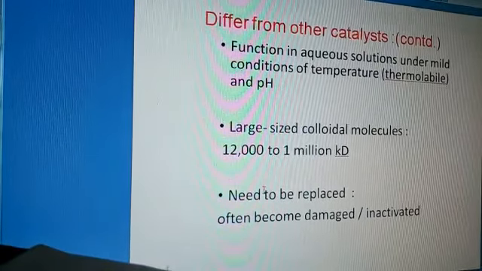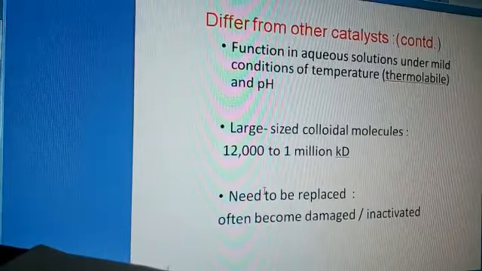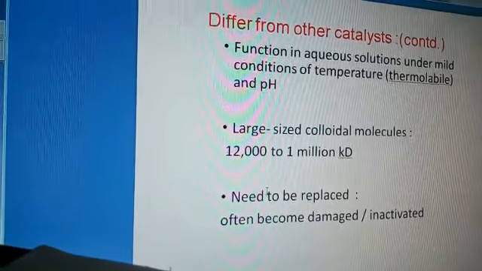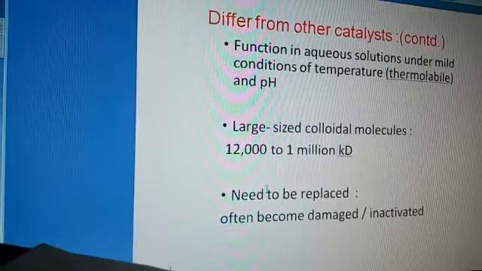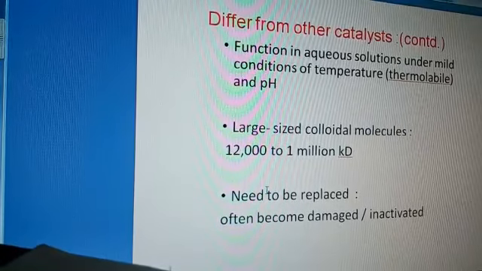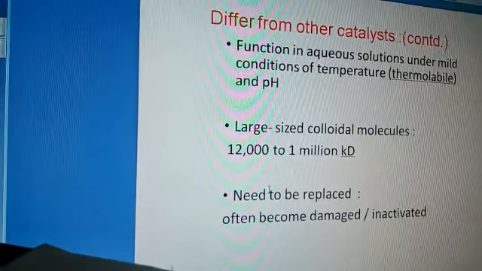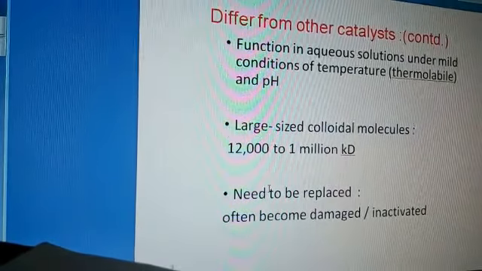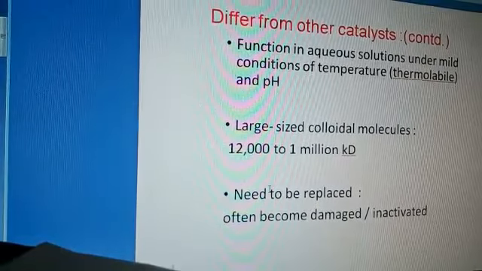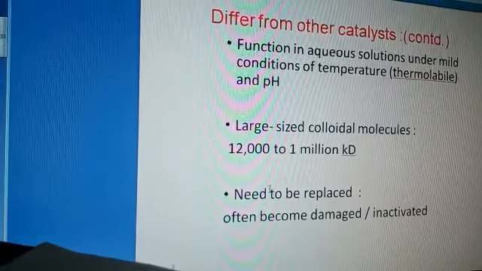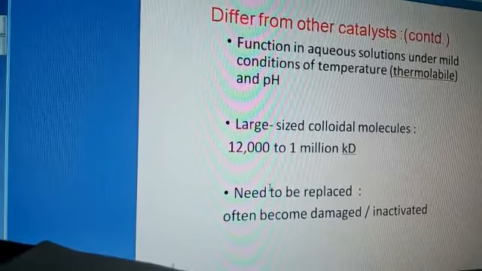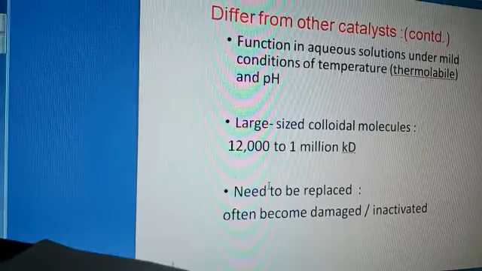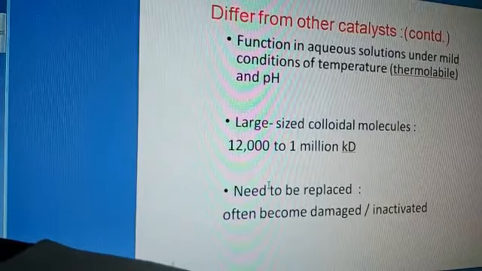And the last but not the least, they need to be replaced. Unlike other catalysts, yes, they undergo wear and tear. Unlike non-biological catalysts, they cannot last indefinitely in a reaction system, since they, being colloidal in nature, often become damaged or inactivated by the reactions they catalyze. Hence, they must be replaced constantly by further synthesis in the cell.